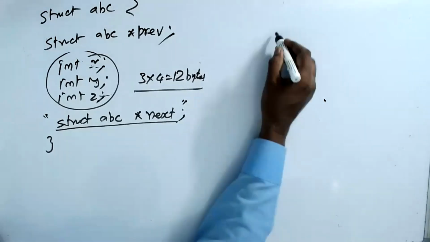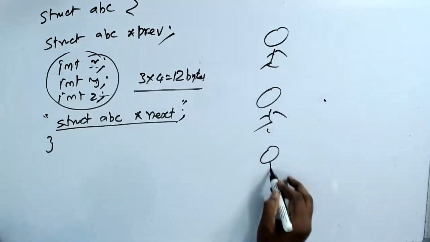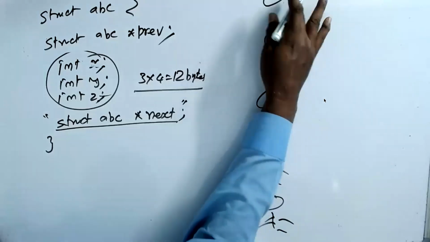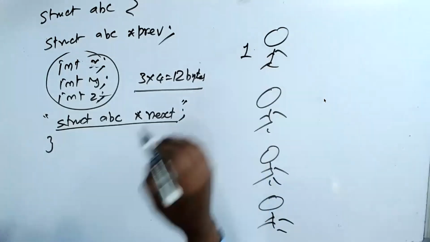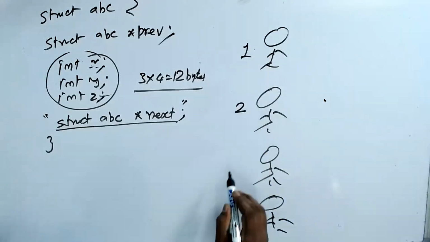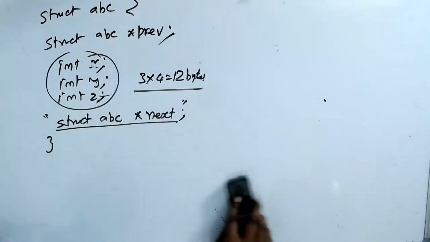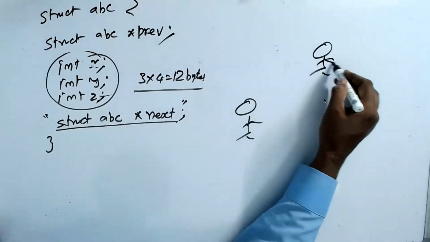Understand, I have so many people. I have about 4 people. This guy's name is 1. This guy's name is 2. This guy's name is 3. This guy's name is 4. Understand now? Let us make a circle. There are 4 people. Please understand this concept.